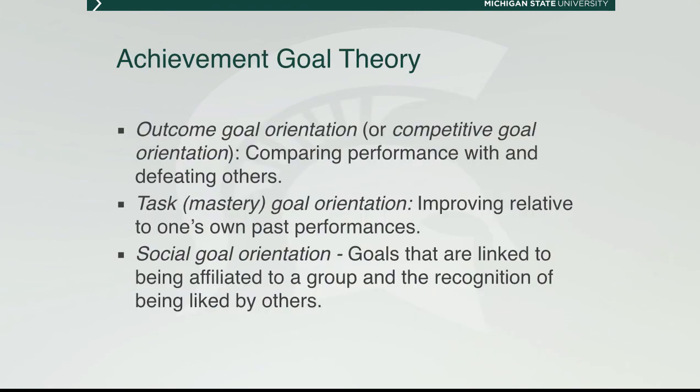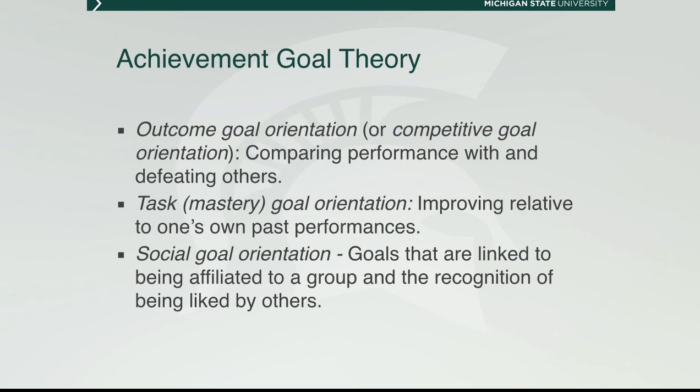All right, the next one is achievement goal theory, or AGT. So with this one, there's generally three different orientations, is how they frame achievement motivation. You can have an outcome goal orientation. Sometimes they call this a competitive goal orientation, where basically you're comparing your performance with others or how you defeated other people. So again, it's very focused on this outcome.